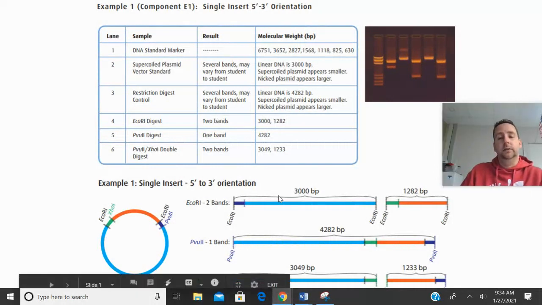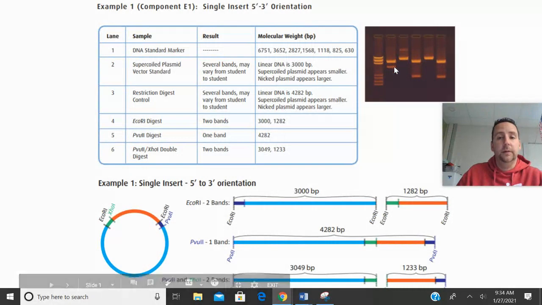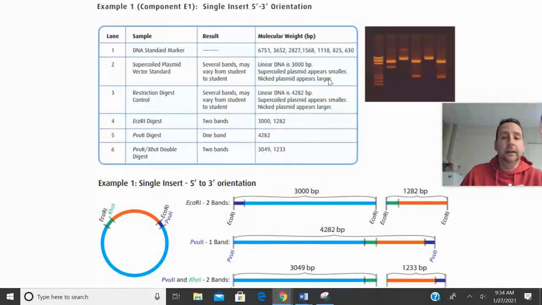So what do these results mean? If you look here, the supercoiled plasmid vector standard basically is showing that the DNA is 3,000 base pairs. That the linear DNA, when it's unraveled, is 3,000 base pairs. That's basically it. Okay, and the restriction digest control, the linear DNA is 4,282.